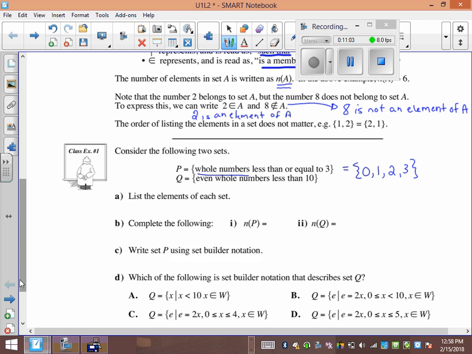Go back here for a second. n(P) represents the number of elements in P. And on the diploma, they often say the number of elements in P. But if they did use a little n, now you'd see why, right? So the number of elements in P, how many of them are there? 4. You are correct.